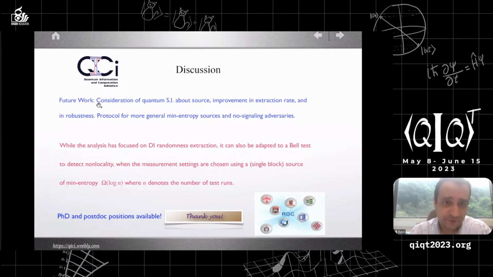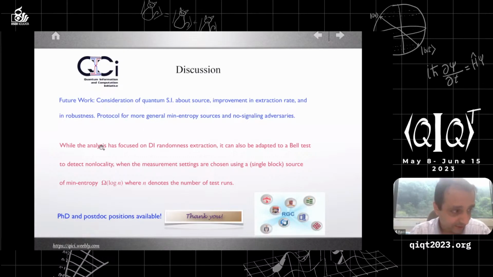And as I said, this work mainly concentrated on block min entropy sources. In forthcoming work, we're trying to do more general arbitrary min entropy sources, and arbitrary adversaries that are only limited by the no signaling principle.